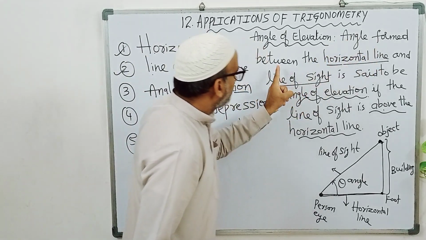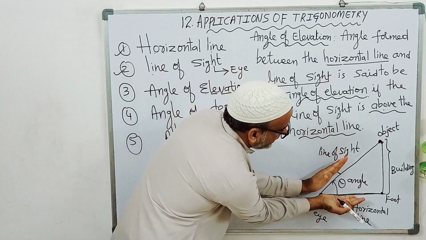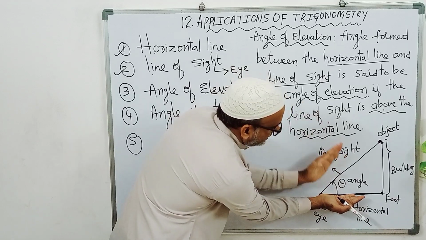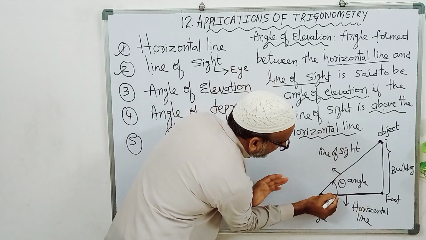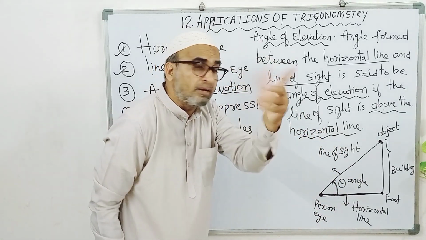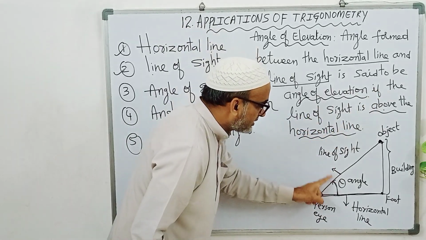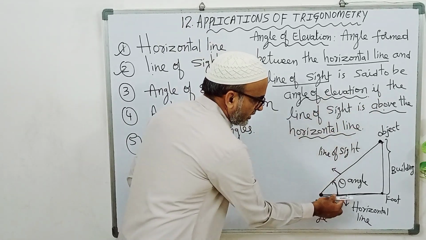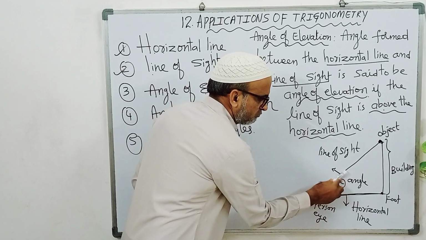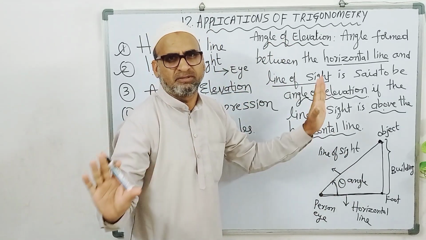The angle formed between the horizontal line and the line of sight, in between these two, one angle is forming. This angle is said to be the angle of elevation when this condition is satisfied: if the line of sight is above the horizontal line. Now see here, above. That is called simply the angle of elevation.